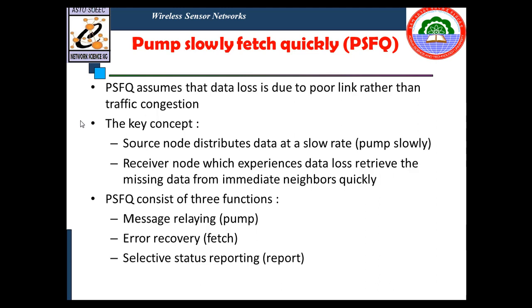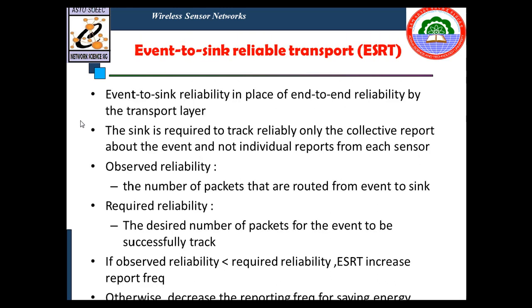In the third function, reporting, the farthest target node initiates its reports on the reverse path of data, and all the intermediate nodes add their report to the existing message which is transmitted.